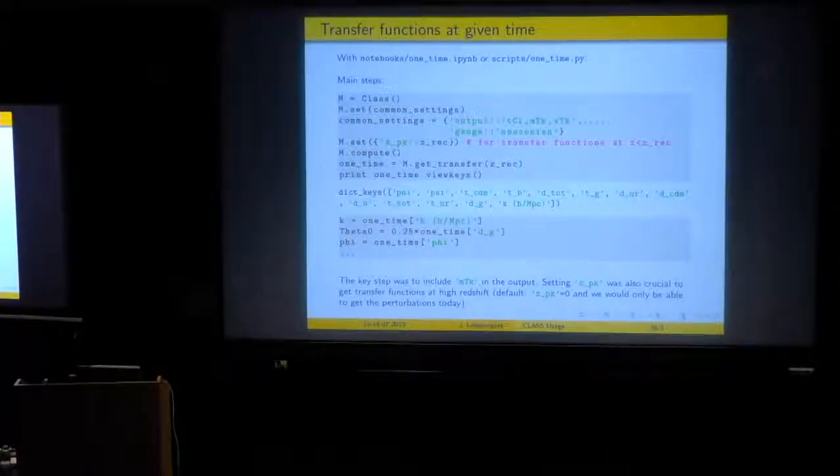But this would not have worked if we had forgotten to put mtk. mtk is enough if you don't want the thetas. So we had to put mtk, and we had to put z_pk at least equal to the value at which we wanted the output. So the number here should be bigger than or equal to the number here.